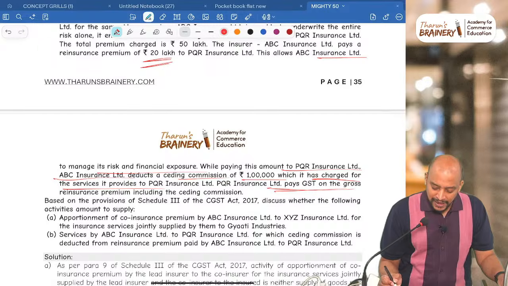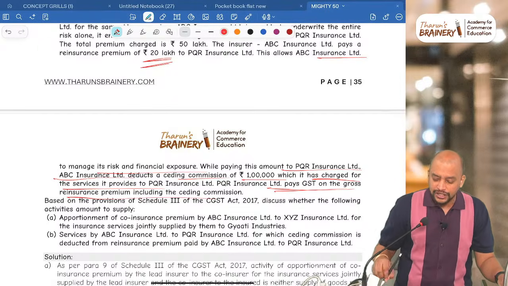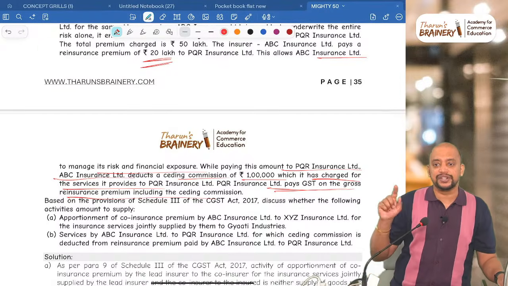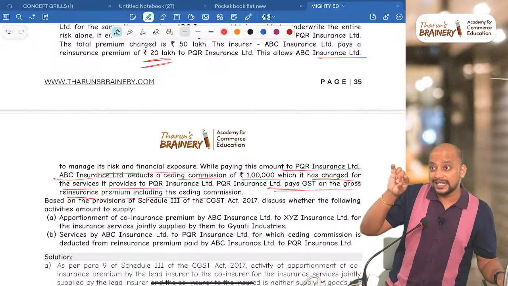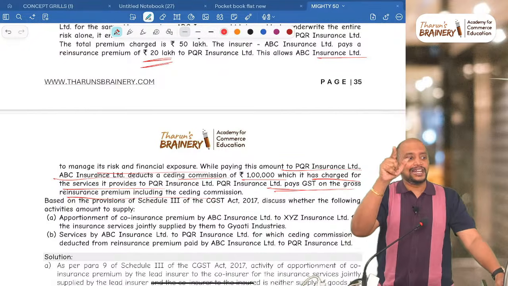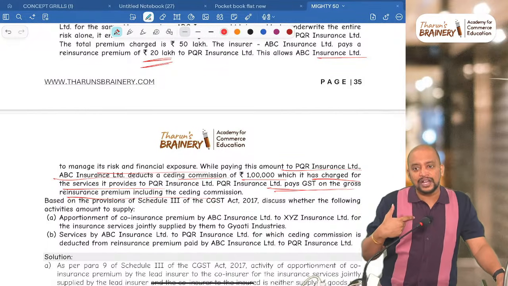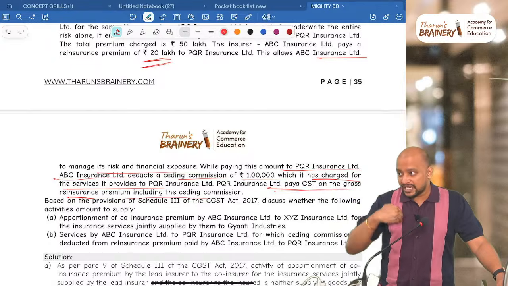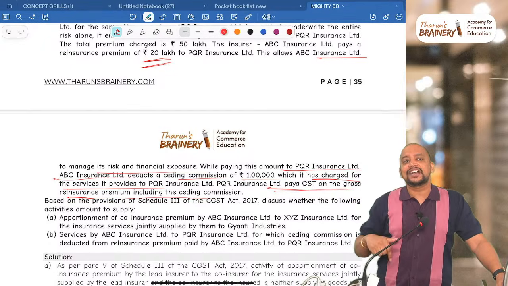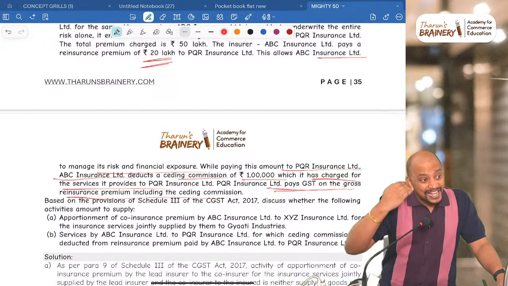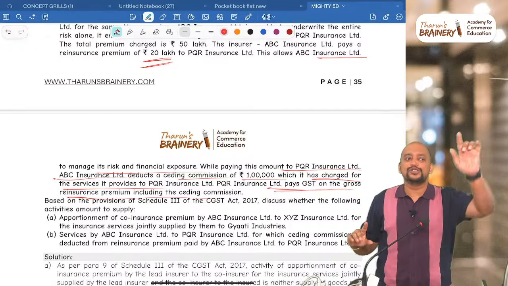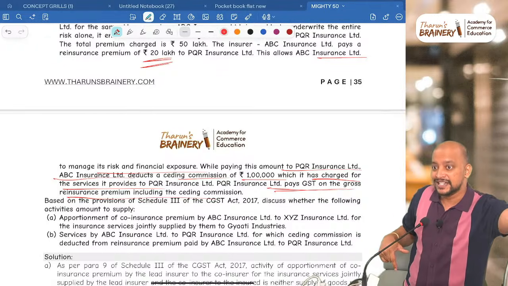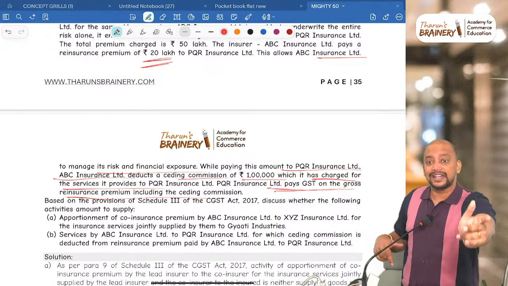PQR Insurance pays GST on the gross reinsurance premium including the reinsurance commission. Means you pay GST on what? 19 or 20 lakhs? 20 lakhs. Now I am earning 1 lakh from you as commission. For that commission I am providing service to you. Is it covered under supply or excluded from supply? Excluded from supply, because you pay GST on 20 lakhs even though the net amount you received is 19 lakhs.